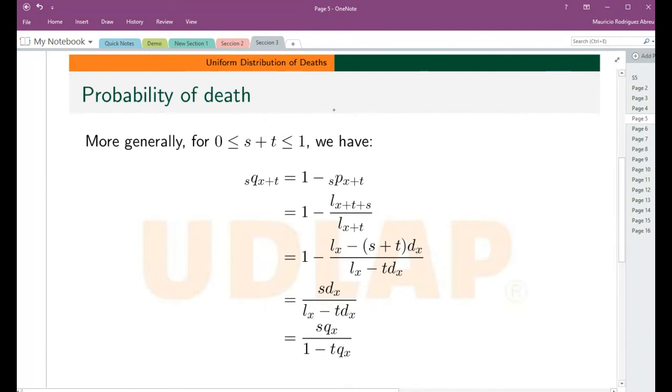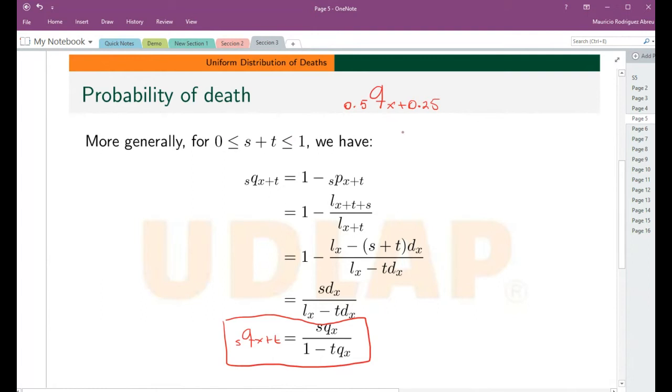So for instance, we can have 0.5 to X plus 0.25. And here S and T are meeting this condition. So we will follow the same logic, and this is the expression that we have when this happens. This expression down here.